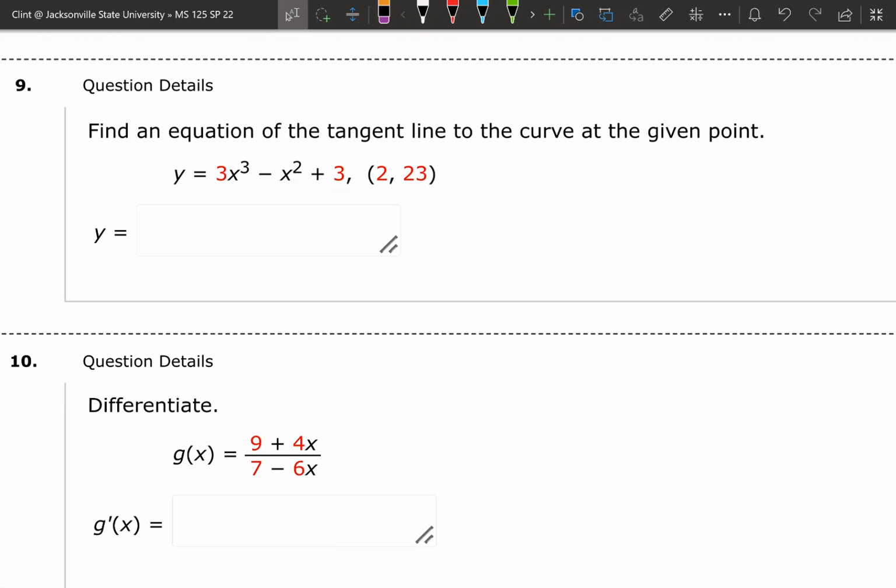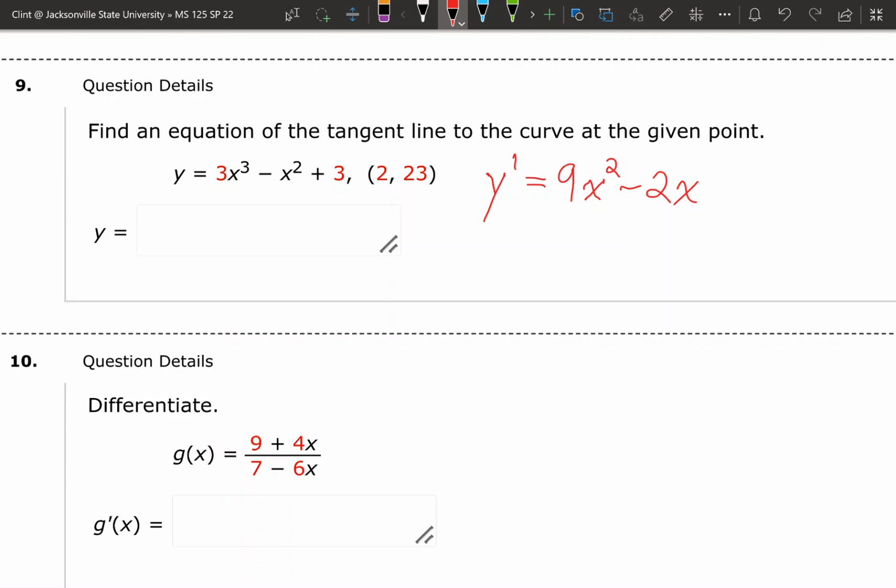Number 9 says find an equation of the tangent line. So the first thing we need is the slope of the tangent line. Luckily, the slope of the tangent line is the derivative. Right? That's a formula for the slope of the tangent line. So we can find the derivative here. 3 times 3 will be 9. 3 minus 1 gives us x squared. 2 times negative 1 is negative 2. 2 minus 1 just leaves us with an x. And then the derivative of 3, that's constant, so that's just 0.